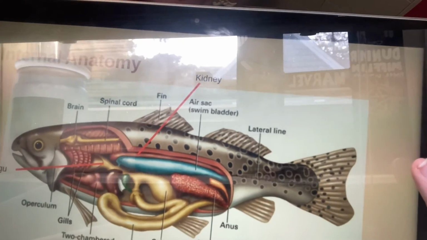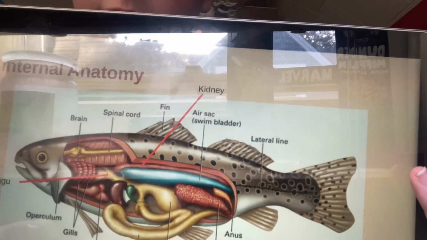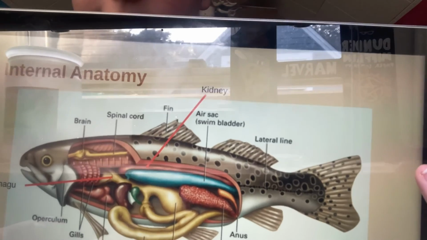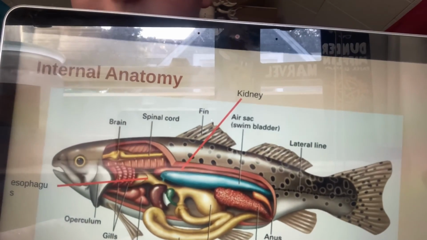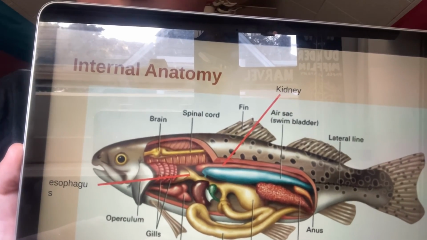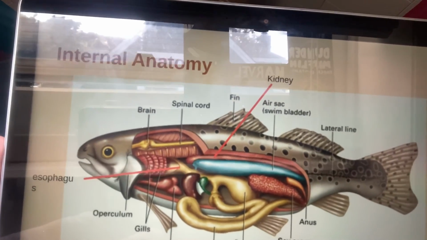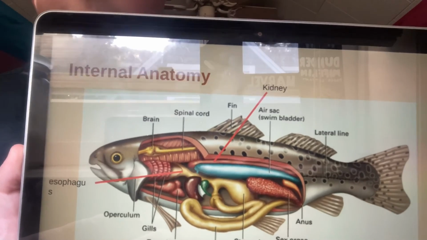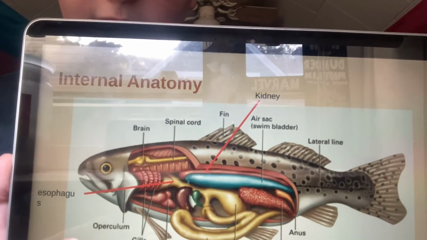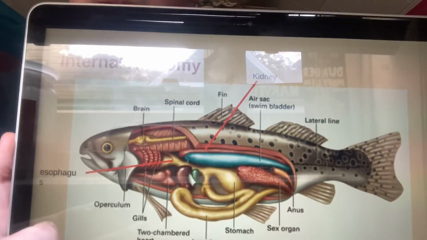This blue sac is the air sac or the swim bladder, and then right above that is the kidney, the spinal cord more towards the front, and then the esophagus as well up towards that area, a little lower, and then the brain up towards the head there, and then finally it does show that fin again up top.